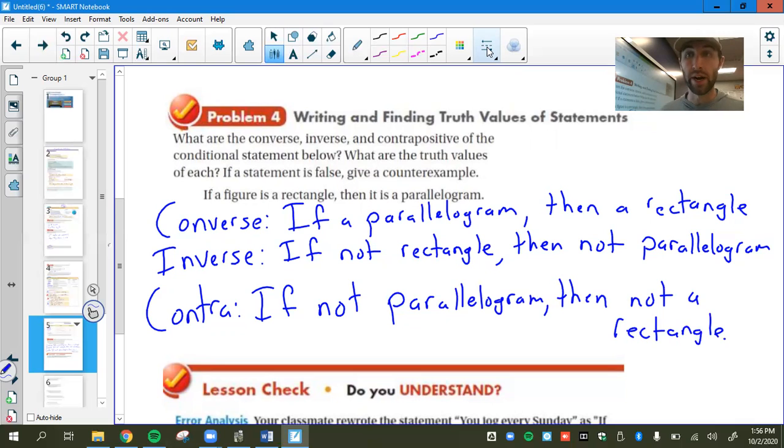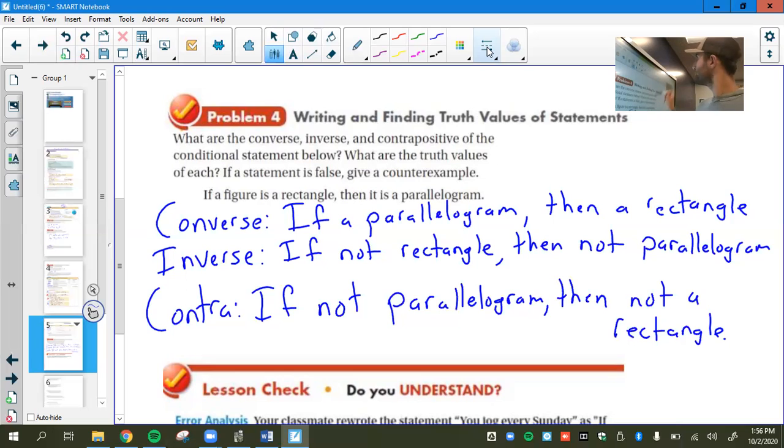So you will find there's a lot of writing on this lesson, but there we go. The original conditional: if a figure is a rectangle, then it's a parallelogram. Our converse: if it's a parallelogram, then a rectangle. Our inverse, that negating: not a rectangle, not a parallelogram. The contrapositive is the opposite of the inverse: not a parallelogram, not a rectangle. All right, so now we have to say if they're true or false.